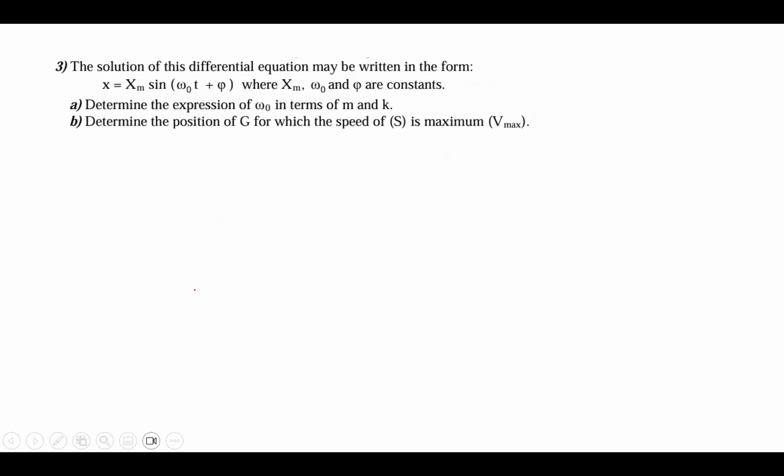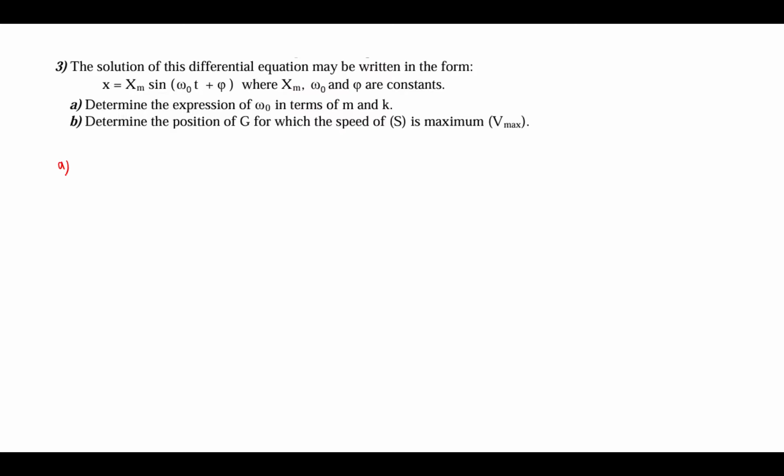Now, the solution is given by x equal xm sine omega 0 t plus phi, and these are the constants: xm, omega 0, and phi. It means the object is moving as a function of time with this position. At each time the time is changing, the position of the object is changing along this equation.